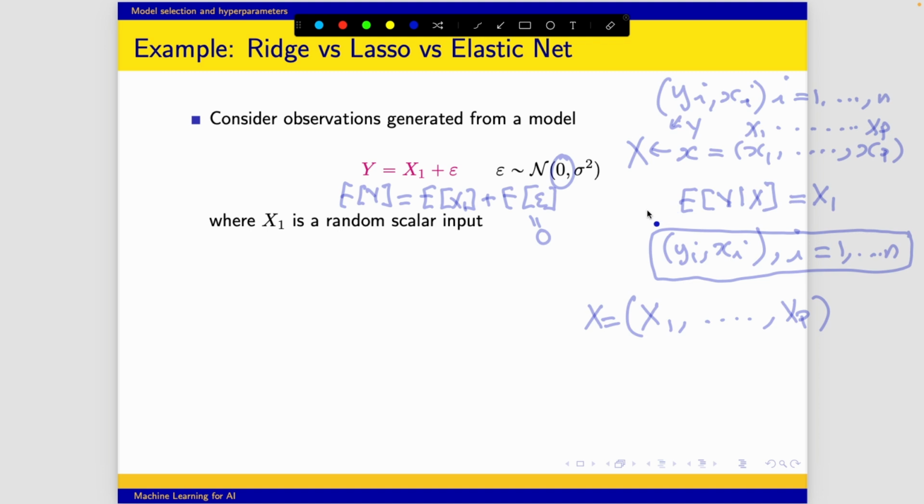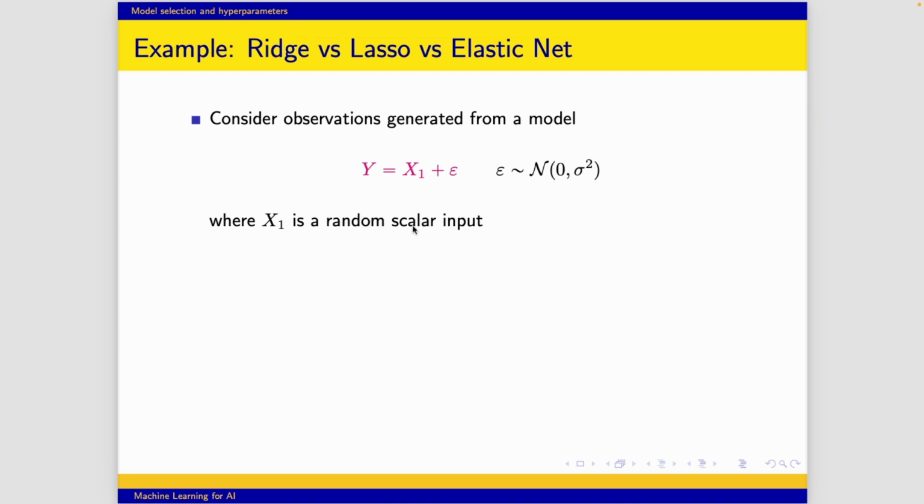As I say, this is a synthetic data set, and we are going to pretend that we don't know this. We've generated this data set because we want to see how Lasso and Ridge and Elastic Net perform in this case. But as far as we're concerned, this is all we have, where these are vectors, the first component of which are realizations of this x1. The rest are realizations of the rest of these.